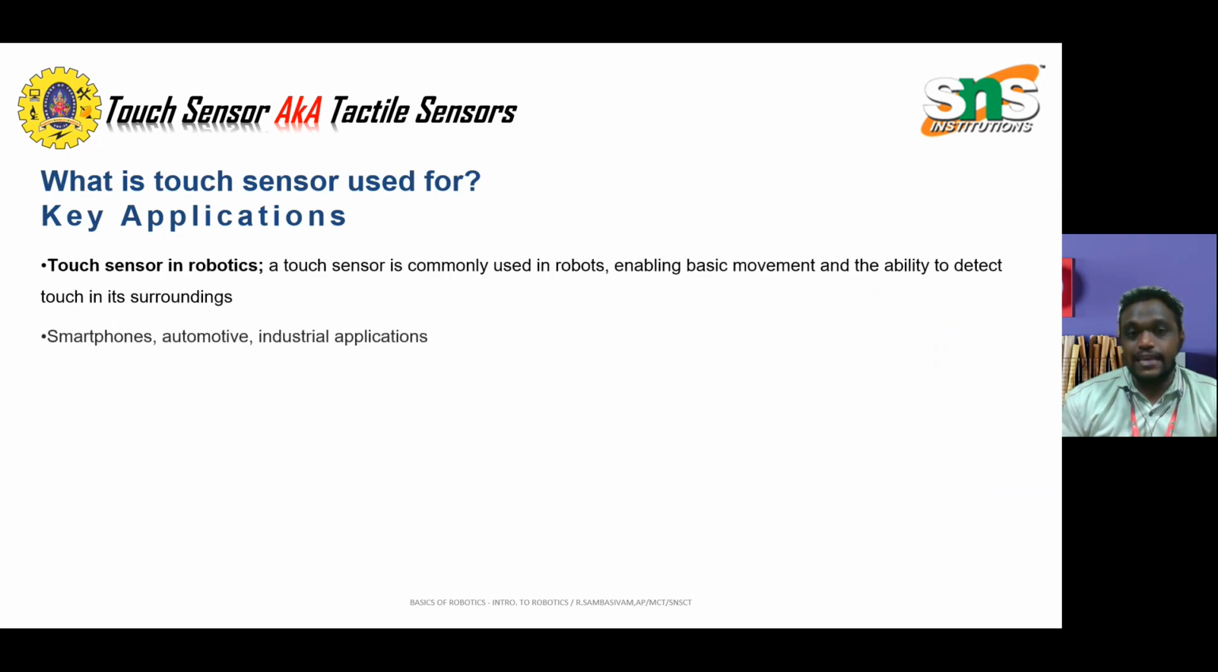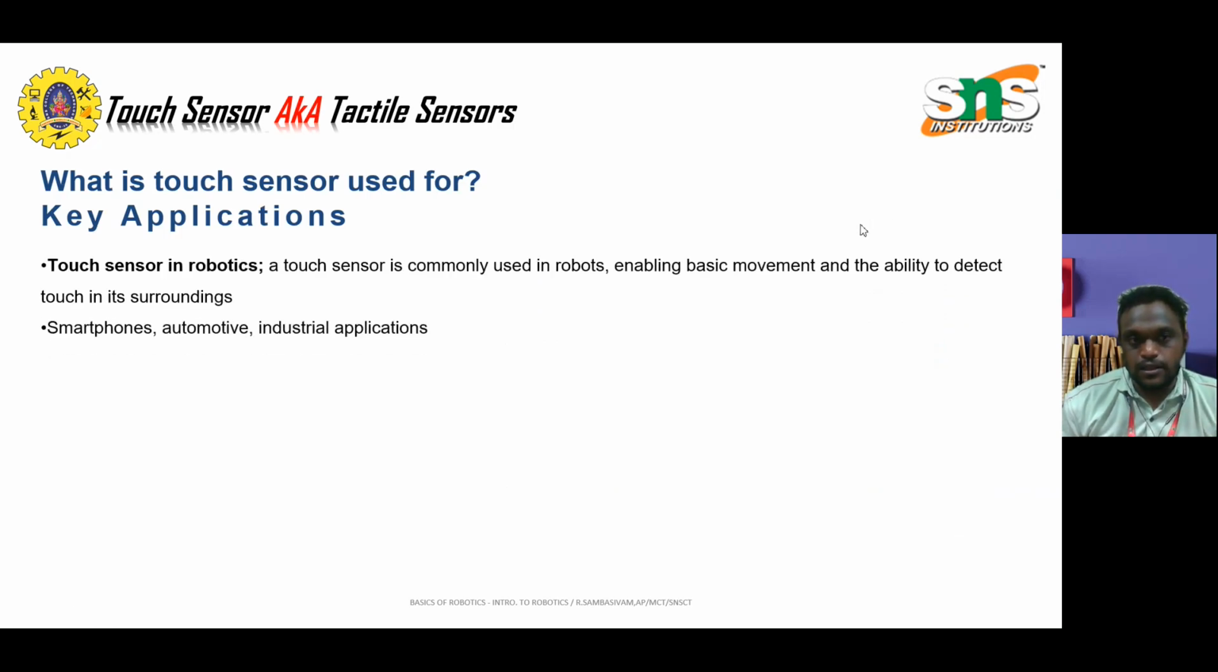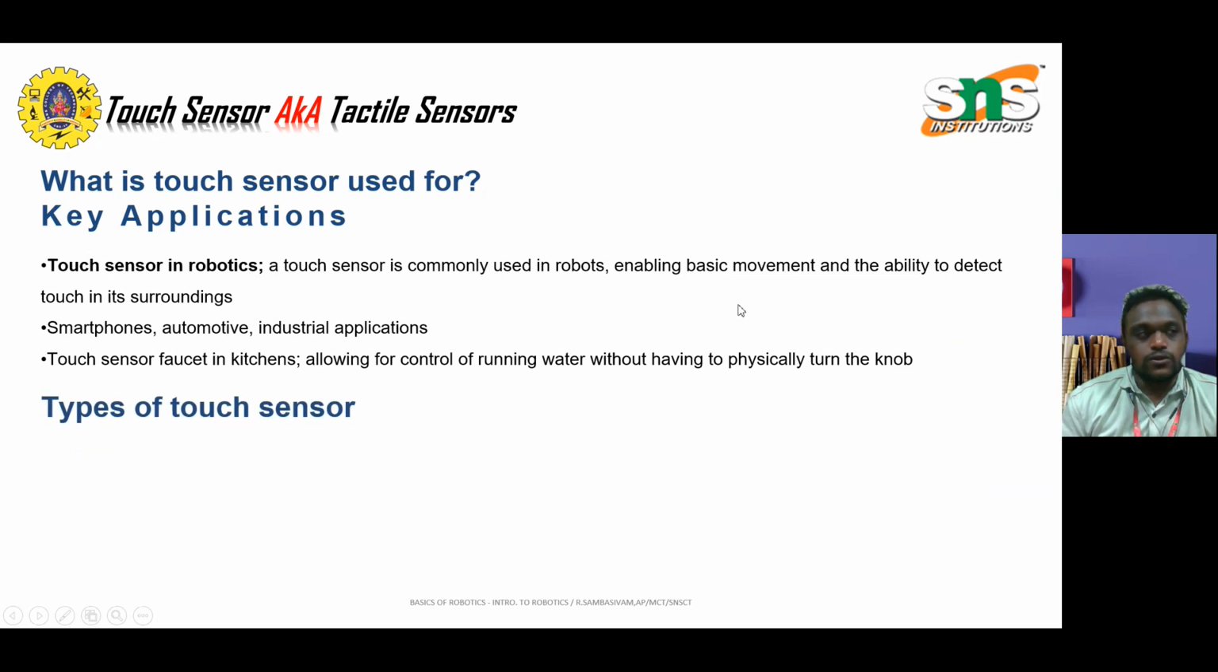What are the key applications of touch sensors? Now we are going to see. Normally, touch sensors are commonly used in robots for enabling basic movement and the ability to detect surroundings, in smartphones as fingerprint sensors, in the automobile industry and industrial applications, and also in kitchen applications, such as on/off of the knob of taps.